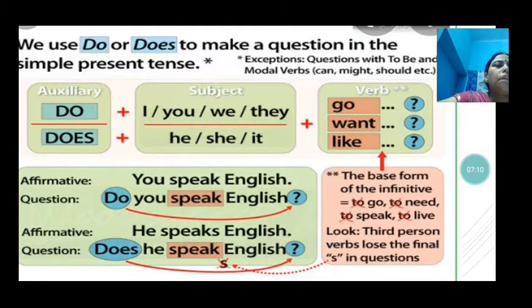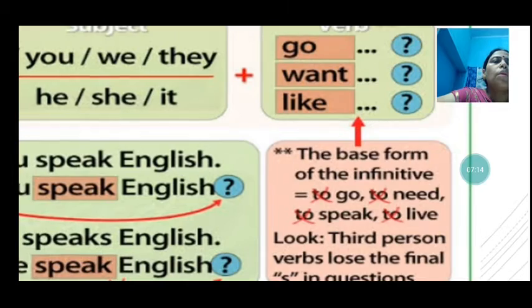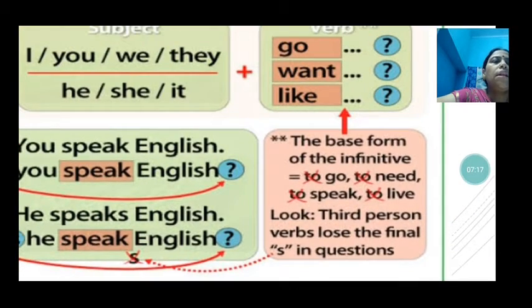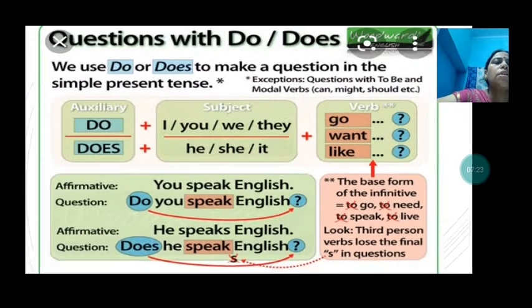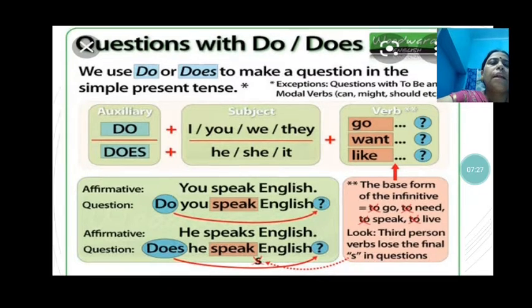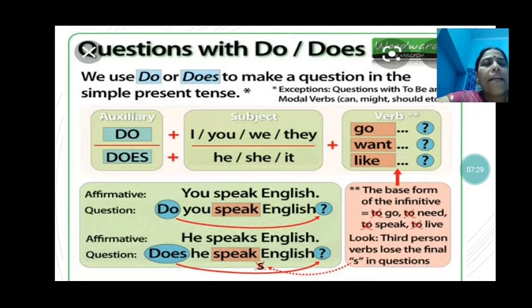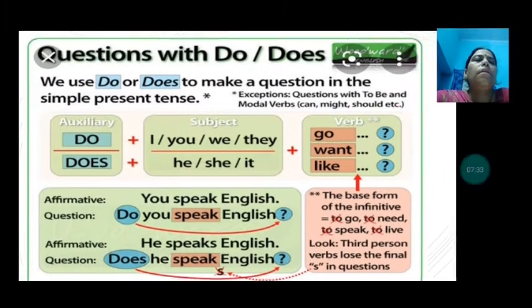Now see, the base form of the infinitive, that means go, need, speak, live. Then with the third person, verbs lose the final s in questions. So he speaks has been changed to does he speak. That means s has been removed and speaks has become speak. Now let us see more.